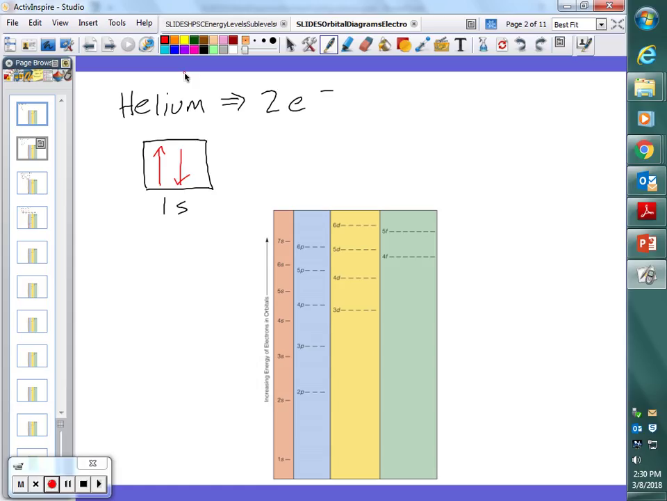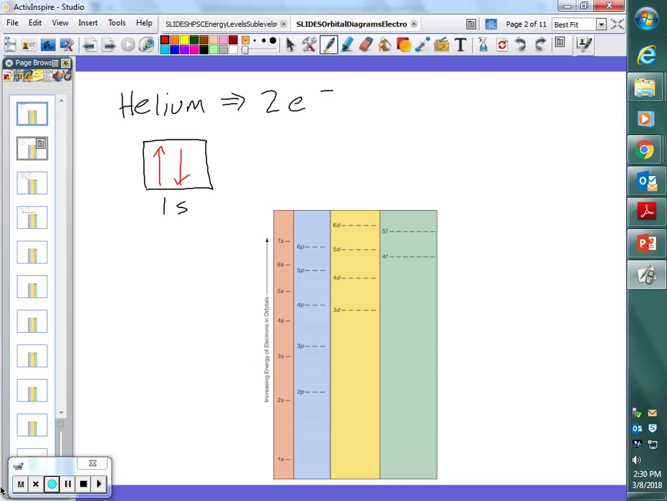Helium looked like this. Okay? How many electrons can the 1s orbital hold? 2. So when we go from hydrogen to helium, from 1 electron to 2 electrons, we add that separate electron into this picture, but to distinguish the 2 electrons from each other, we draw 1 arrow up and 1 arrow down. Okay?